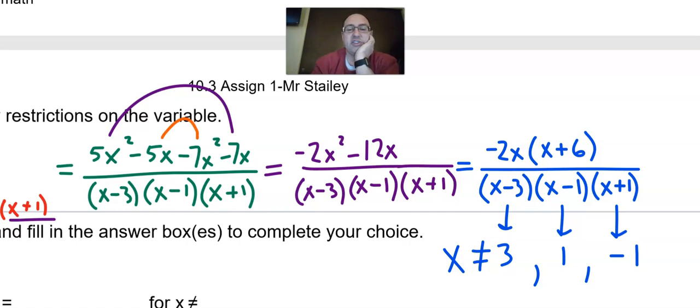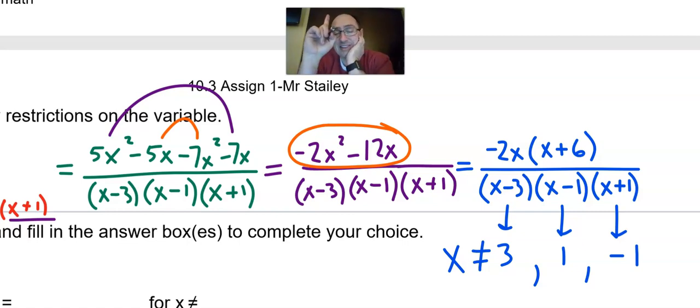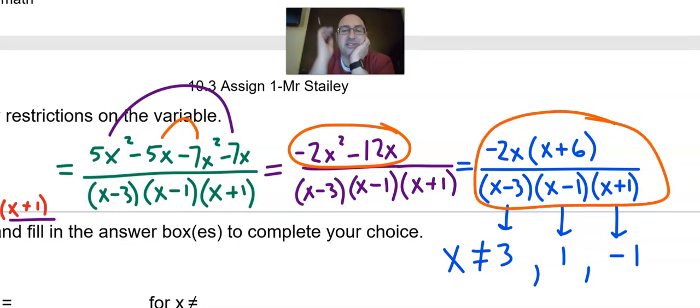Negative 5x minus 7x is negative 12x. Okay? Now, I would take a look at this and go, okay, what's the GCF? Because Math Excel actually wants you to pull that GCF out in case there's a factor that will cancel with something in the bottom. They actually want me to write my answer like this. Nothing did cancel out, by the way, but I can leave my answer like that.